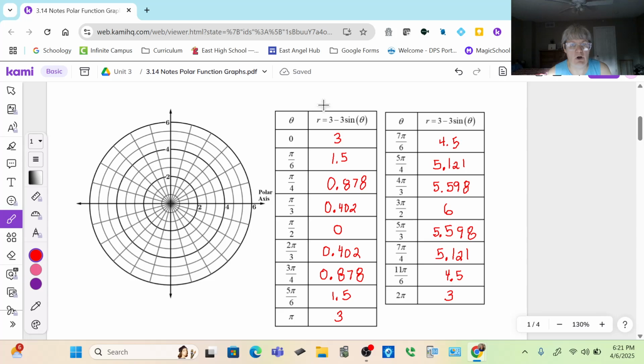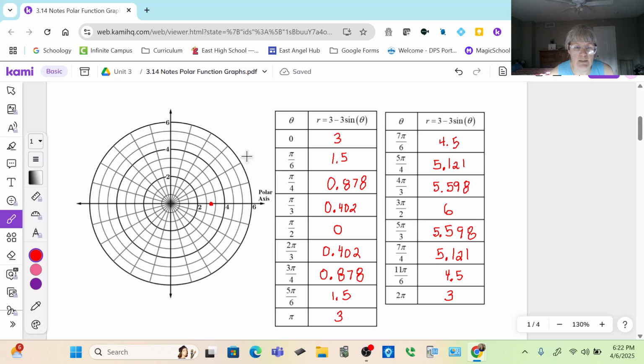So our function was r equals 3 minus 3 sine theta. I've gone ahead and found those values. So when theta is 0, sine is also 0. So that's why we have a radius of 3. At pi over 6, sine is 1/2. So if I do 3 minus 3/2, I get 1.5. So hopefully you're seeing how I'm getting these numbers.